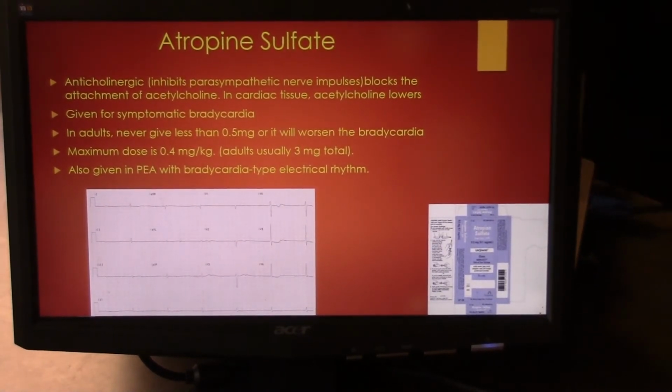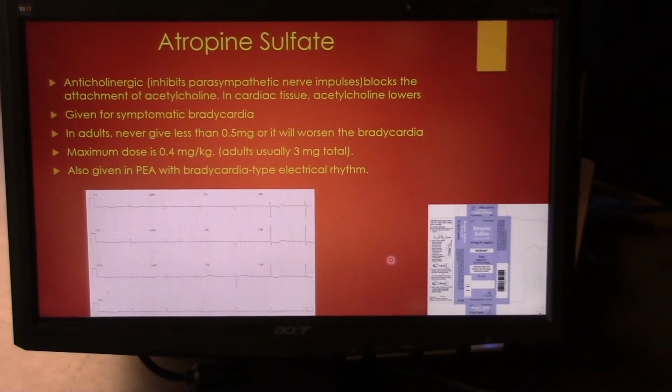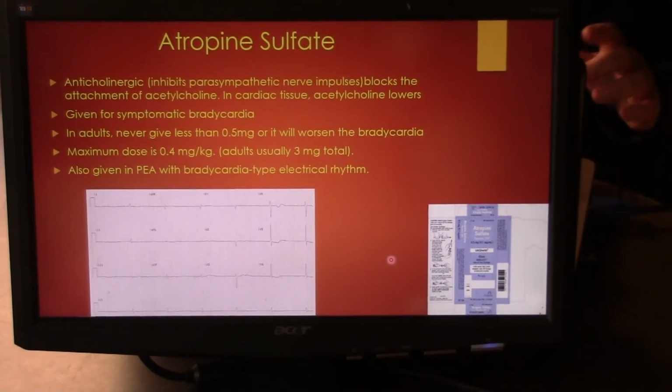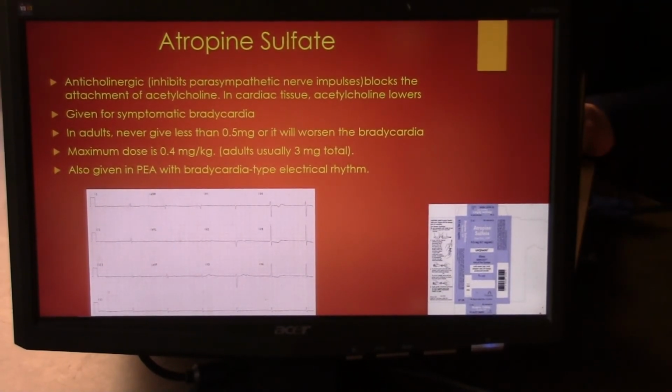So it's given for symptomatic bradycardia and heart blocks, sinus bradycardia where the blood pressure is low. Never, ever give less than 0.5 milligram, or it will worsen the bradycardia. It acts as the opposite. The maximum dose is 0.4 milligrams per kilogram, which is usually 3 or 4 milligrams total in the adult. It's also given in pulseless electrical activity when the electrical rhythm is bradycardic as well. But again, epinephrine is first. If you're pulseless, epinephrine is indicated.